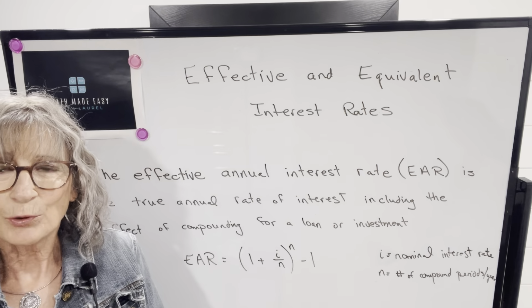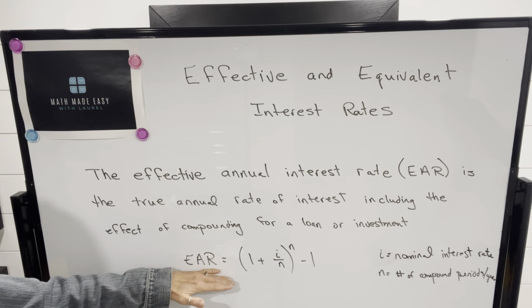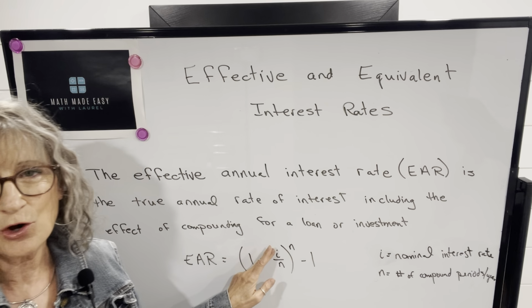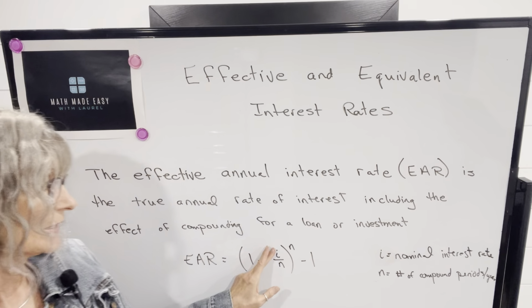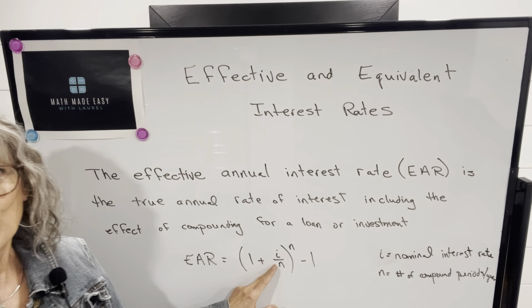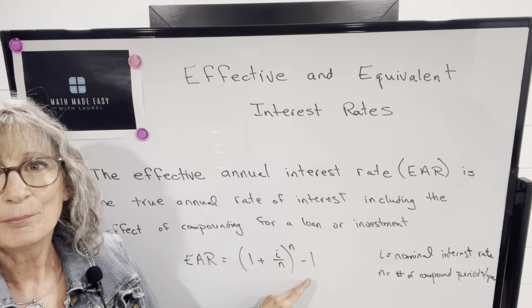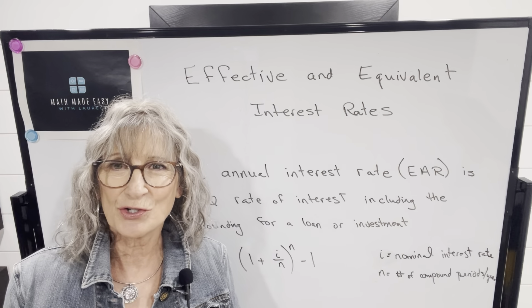The formula that we're going to use to calculate the effective annual interest rate is equal to (1 + i/n)^n - 1, where i is the nominal interest rate, or the APR, divided by n, which is the number of compound periods in a year, raised to the power of n, minus 1. Let's take a look at some examples because I think this will become easier once you see how we use this formula.